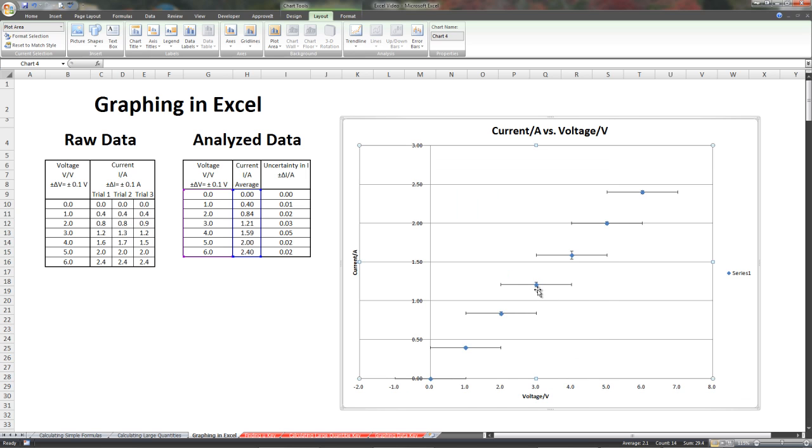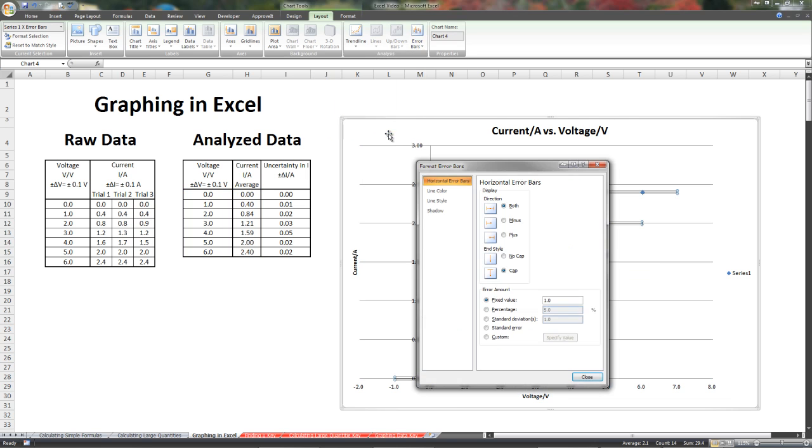Now if you click off, you can see how these error bars are varying depending on the calculations I had, so depending on how my trials went and how certain I can say that my error bars are. Notice how my voltage error bars are still quite long. So I want to click on them and then go back over to error bars and more error bar options.